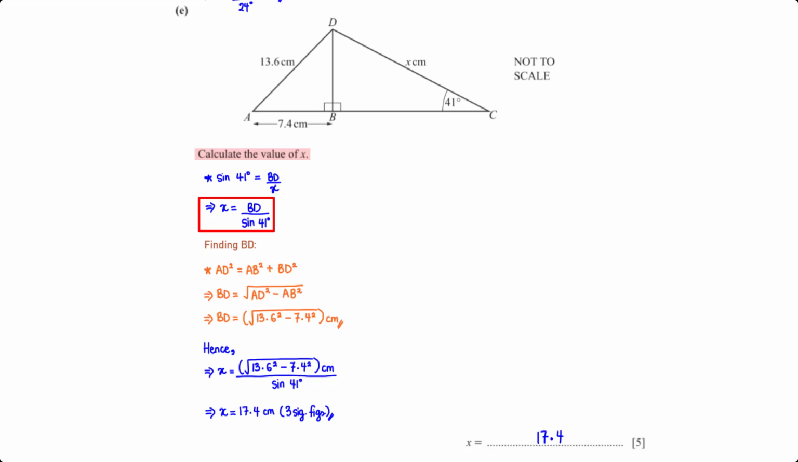We can find BD by applying the Pythagoras theorem to triangle ABD. This gives us AD squared equals AB squared plus BD squared. When we make BD the subject and plug in the values of AD and AB, this is what we have. When we plug this into the equation we have for x, this is what we get. When we type this into the calculator, we get 17.4 centimeters rounded to 3 significant figures.